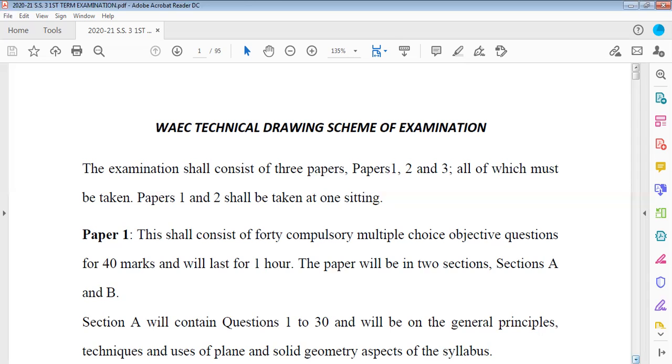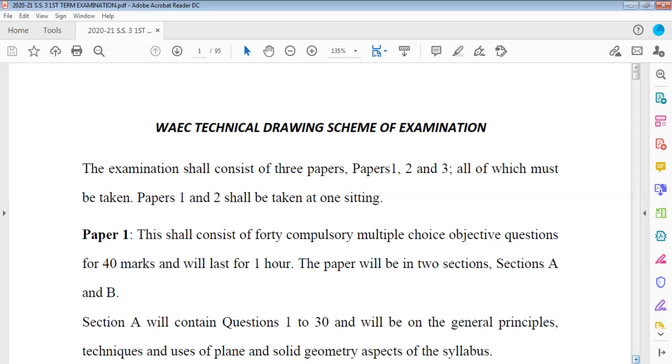As you can see on the screen, the examination shall consist of 3 papers: Paper 1, 2, and 3, all of which must be taken. So you must take all 3 papers. Papers 1 and 2 shall be taken at one sitting. So paper 1 and 2 will come together as one, and you have to do the 2 together at once, at one sitting.